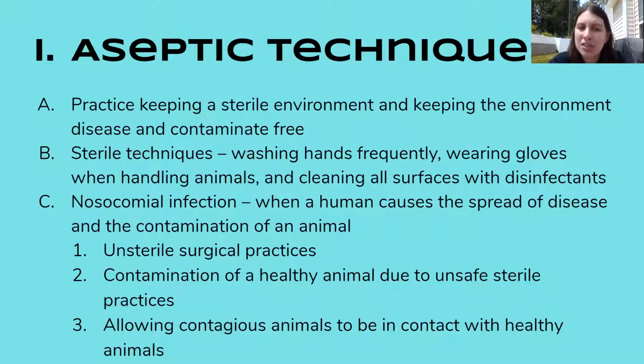Infection is when a human causes a spread of disease and the contamination of another animal because they weren't doing what they were supposed to be doing. They were not sterile, not aseptic, not using the proper practices or clean equipment. A healthy animal that should not have been contaminated was contaminated because sterile practices were not done, or because contagious animals were allowed in contact with healthy animals. So not automatically quarantining another animal if you're not sure if there's anything wrong with it.